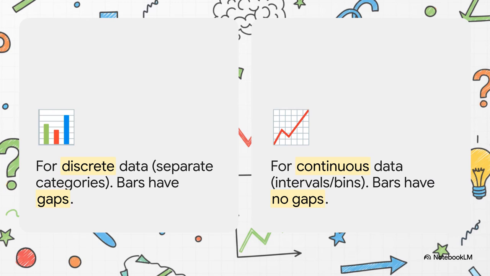So let's put them side by side. This really nails the difference. Your bar chart, that's for totally separate, discrete categories. Think apples, oranges, bananas. The gaps between the bars are there for a reason. They tell you these things are distinct.